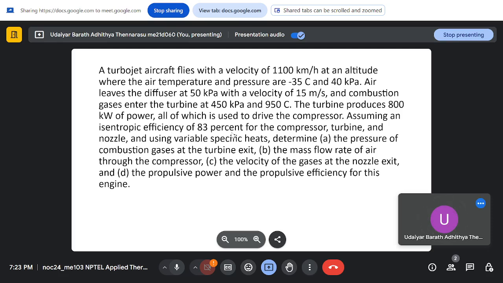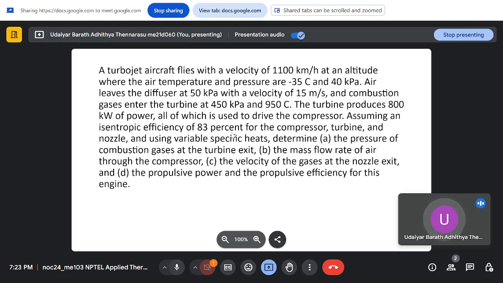Next, final question. A turbojet aircraft flies with a velocity of 1100 km per hour at an altitude where the air temperature and pressure are minus 35 degrees Celsius and 40 kilopascal. Air leaves the diffuser at 50 kilopascal at a velocity of 15 meters per second. So this is your turbojet. The inlet is at minus 35 degrees Celsius and 40 kilopascal, and the velocity is 1100 km per hour. They are saying that it's leaving the diffuser at 50 kilopascal and at a velocity of 15 meters per second.